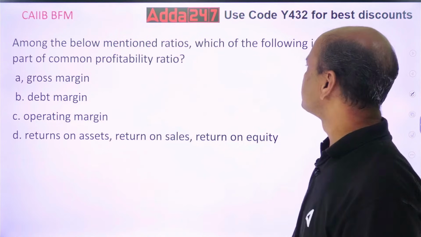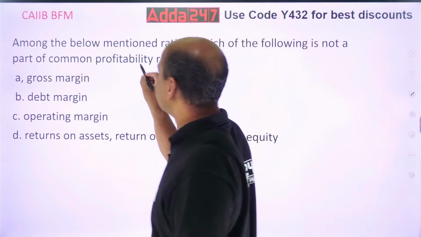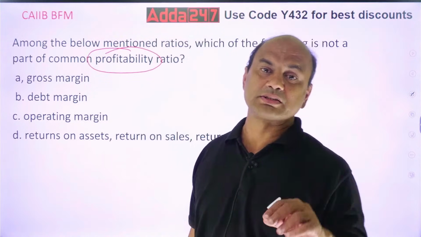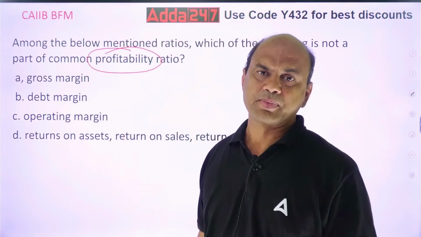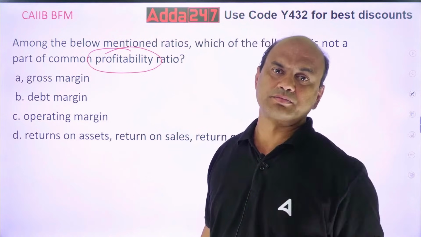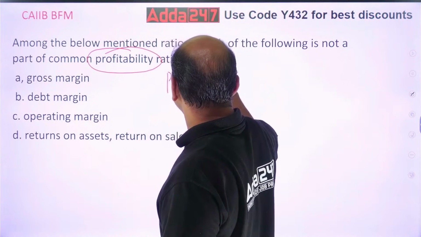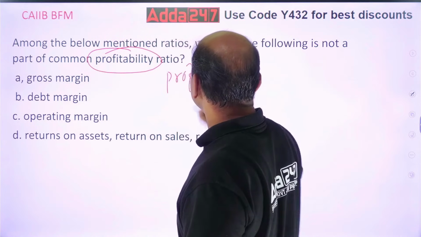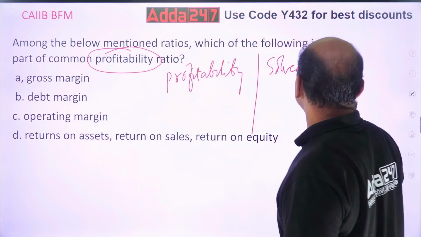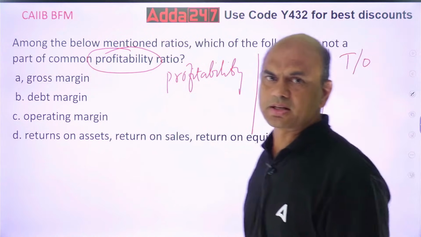Among the below mentioned ratios, which of the following is not a part of common profitability ratios? So which of them is not part of the profitability ratios? For that you need to first understand the types of ratios. Ratios are of three types mainly: profitability, solvency, and turnover. These are the three main types of ratios in ratio analysis.